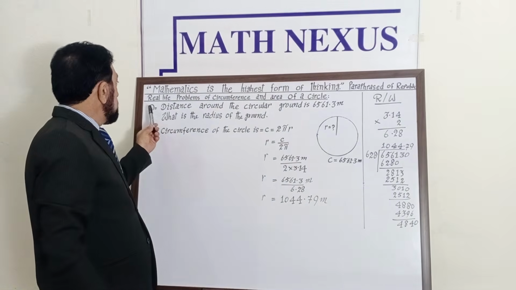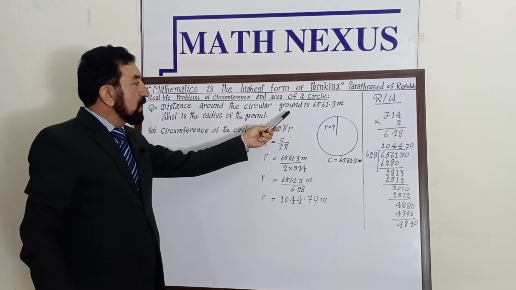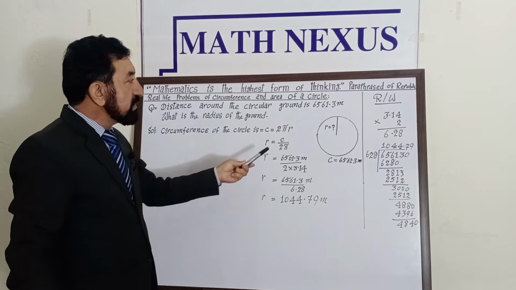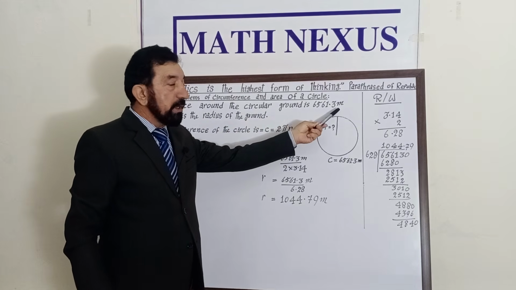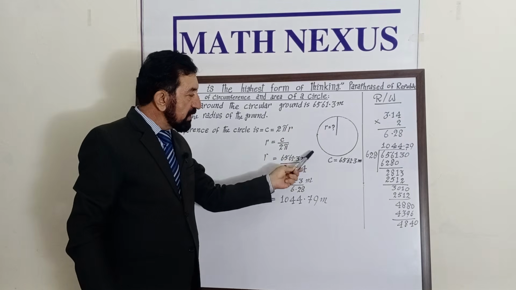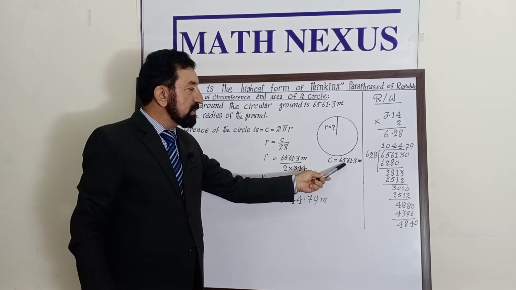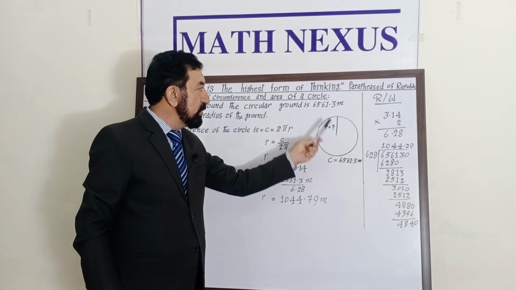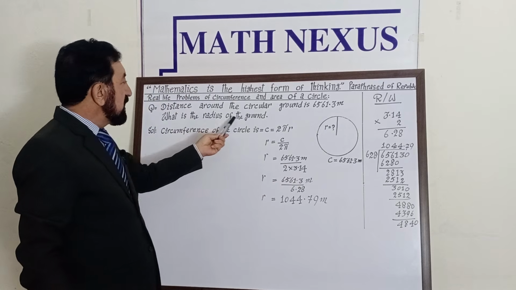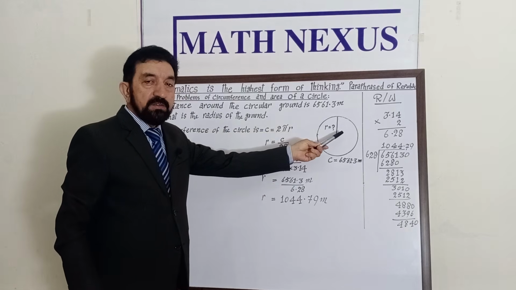Question: distance around a circular ground is 6,561.3 meter. It means that the circumference of the circle is 6,561.3 meter. What is the radius of the ground? Radius is unknown.